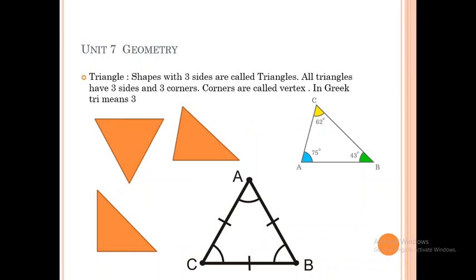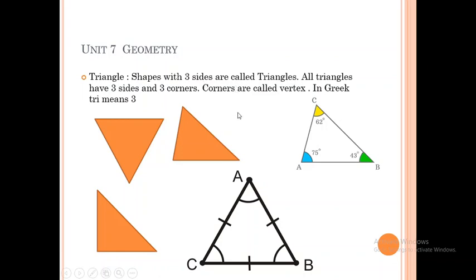Now the first topic that we are going to start in final term is triangles. The first shape, triangle, is a 2D shape. It is given in your book page number 188. Now in Greek language, tri means three. So in geometry, a triangle is a shape which has three sides and three corners.